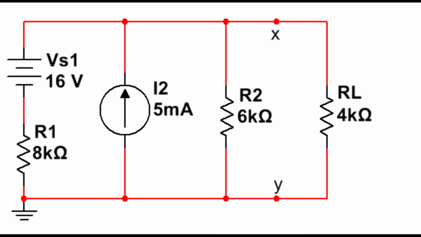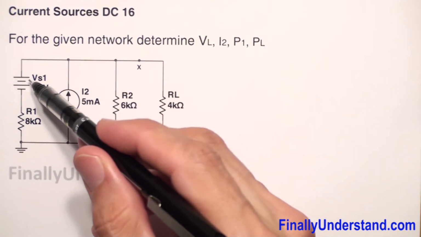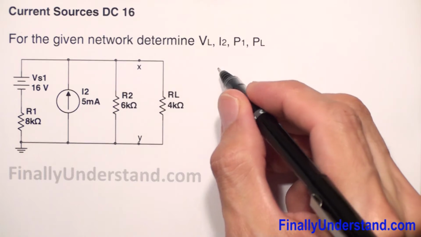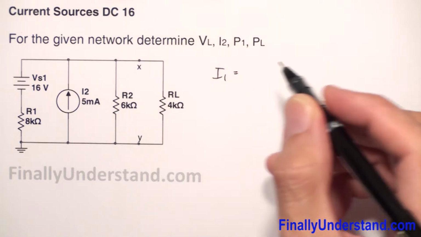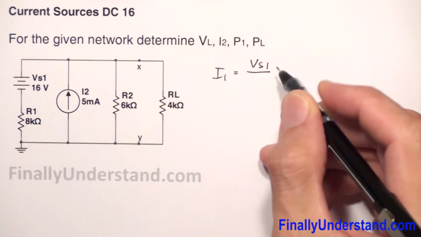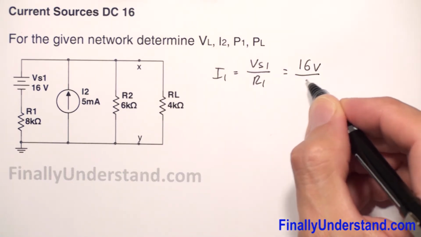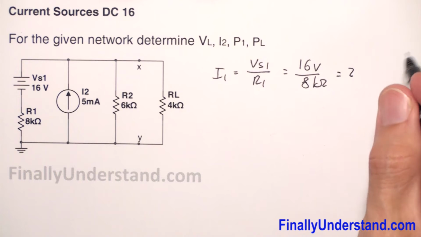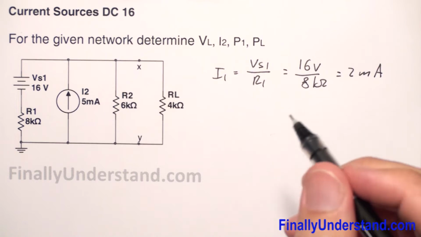Let's take a look at this example. We're supposed to find voltage across resistor RL. What I would do first, I would convert this voltage source to the current source. So I would say that this is going to be my I1. I1 is equal to voltage source 1 over R1, which is equal to 16 volts over 8 kilo ohms. This is equal to 2 milliamps. So this is my I1.